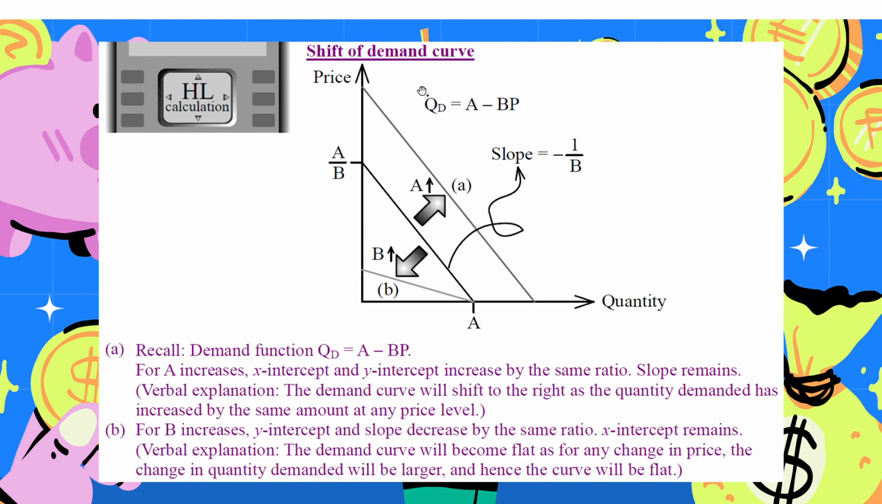For the HL students, you need to learn how to model this shift of the demand curve in your quantitative model, QD equals a minus bP, okay? So we can choose to change a or change b. That's two choices. If you increase a, it will be an outward shift by the same amount. The gradient will be the same, but the y-intercept and the x-intercept will be increased by the same amount.